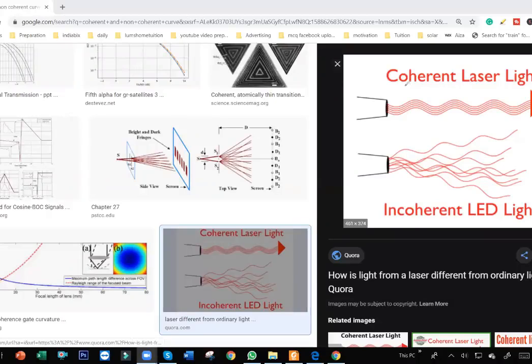Okay, so this is your coherent light, and this is your non-coherent LED light. Got it? The phase difference between the different waves is random, not constant. But in this case, that is constant.